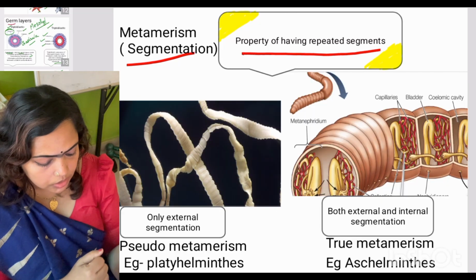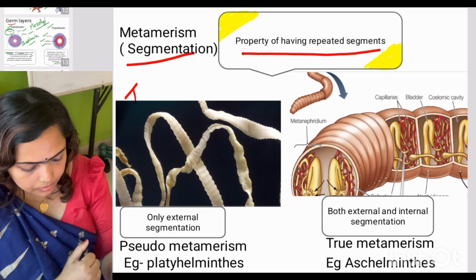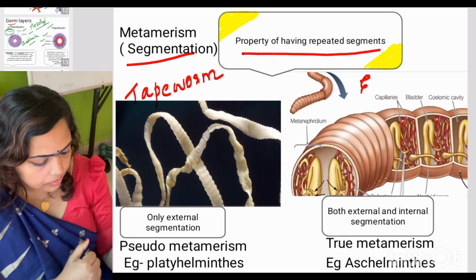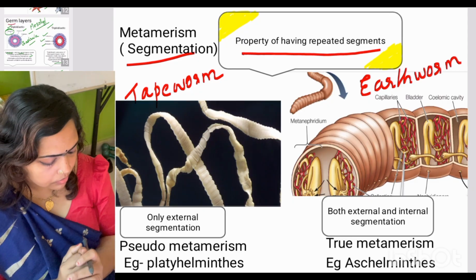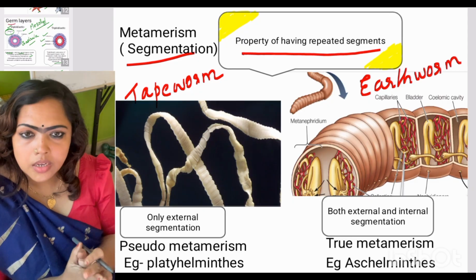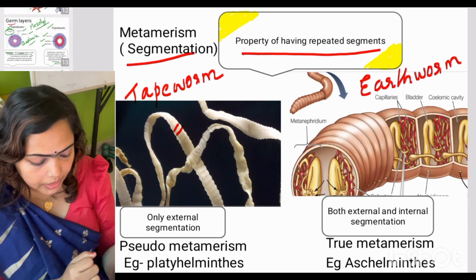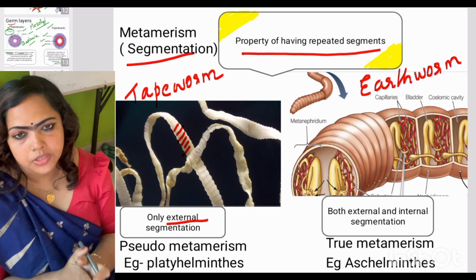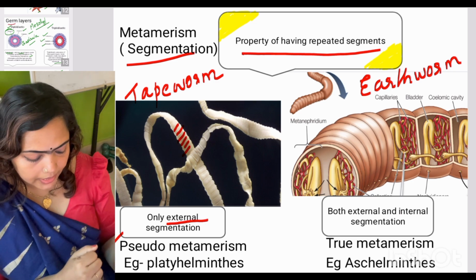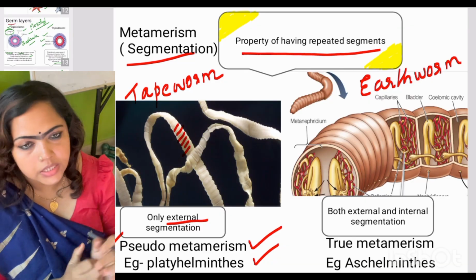See, this is the diagram of a tapeworm, and this is an earthworm. And here you can see the body is divided into different segments. Here the segmentation is only external, and such a metamerism is called as pseudometamerism. Example, Platyhelminthes.